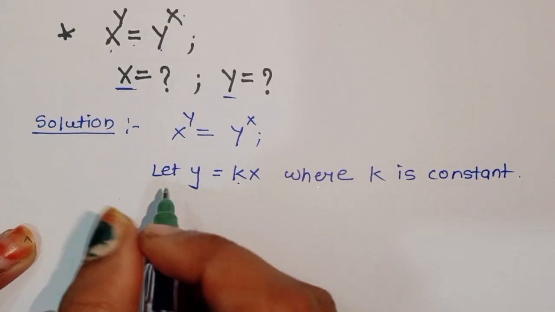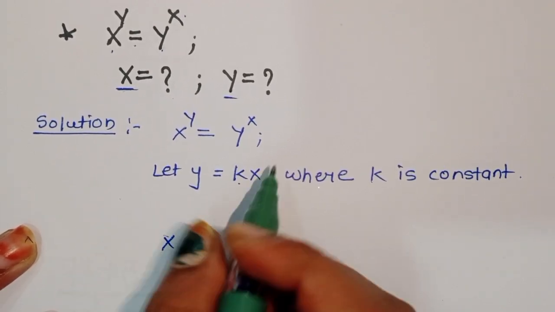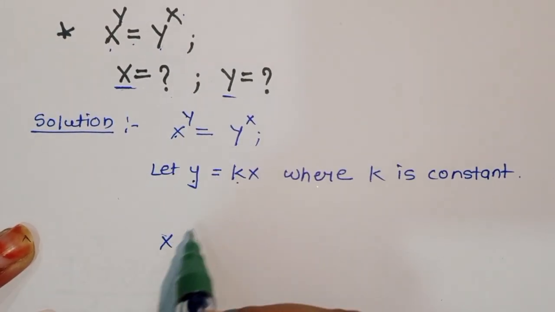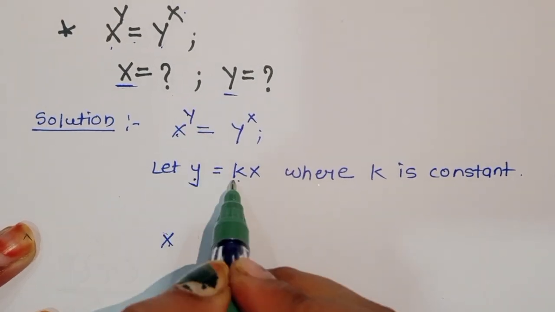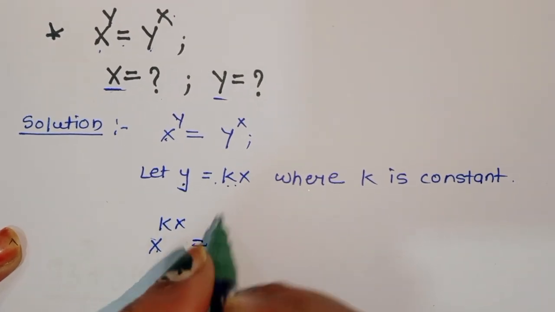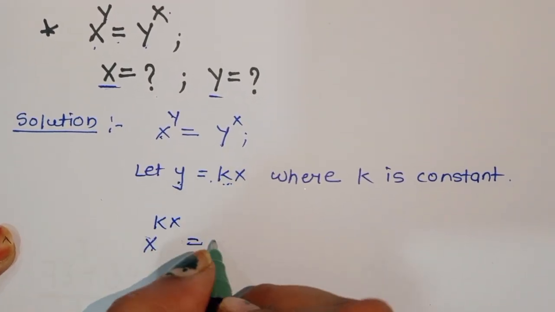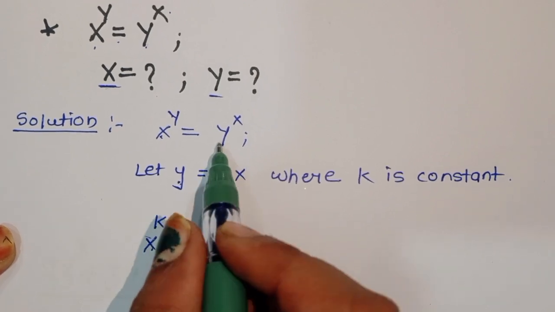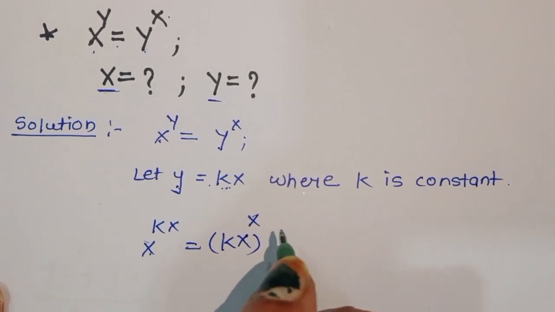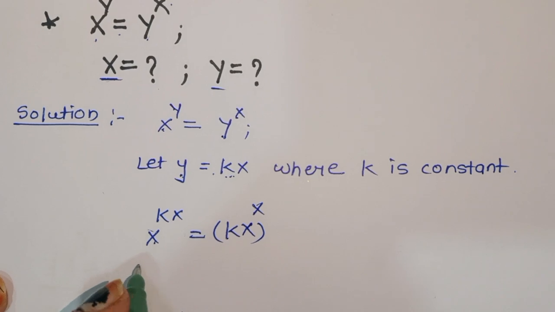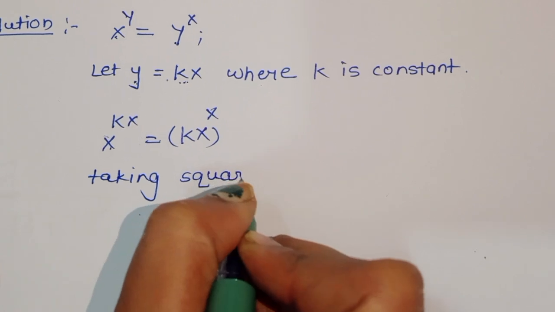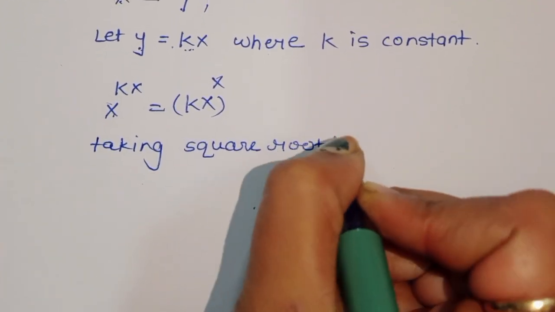Now x power y, so we have to write x power y is equal to x power kx. So y is equal to kx, and y power x is kx raised to x. Clear? Now we are taking the square root on both sides.